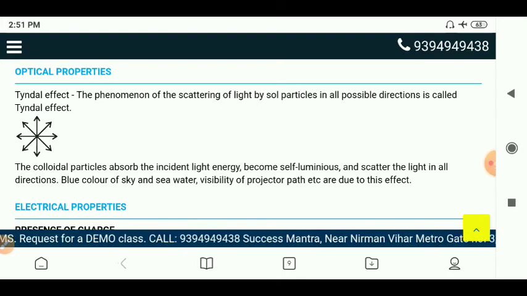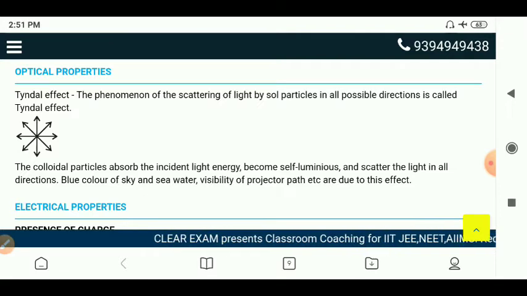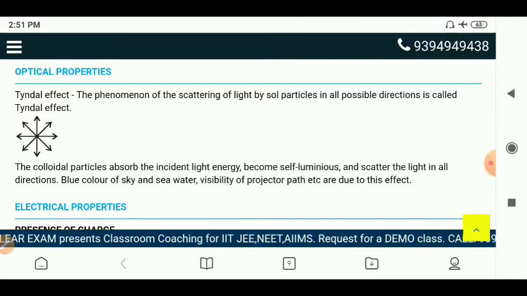The first property, optical property. Optical property is nothing but when I pass light through the colloidal solution, either it will be transmitted, or scattered, or it will act as opaque. That can be analyzed. Such a property is called optical property. Here the optical properties can be explained by the Tyndall effect. We already studied this in lower classes. What is the Tyndall effect?